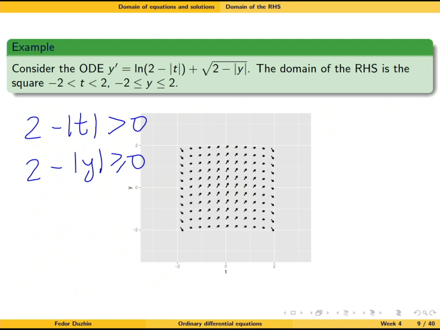When t is negative 2 or positive 2, these points are not included in the domain. Here it is undefined. But when y is negative 2 or positive 2, here it is actually well defined. In these two parts, the right-hand side is well defined. So the domain of the right-hand side here is a square, but it's open on the sides and closed on top and bottom.